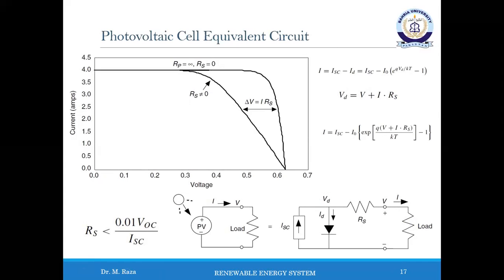For a cell to have less than 1% losses due to the series resistance, Rs will need to be less than about 0.01 times the ratio of the open circuit voltage to the short circuit current. For a large cell with a short circuit current of 7 amperes and an open circuit voltage of 0.6 volt, Rs would be less than 0.0009 ohm.